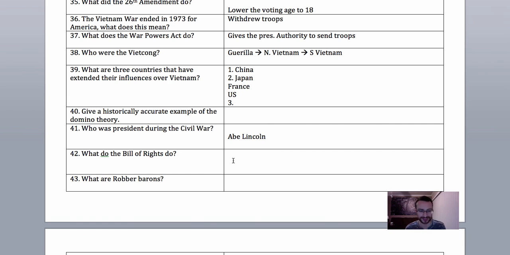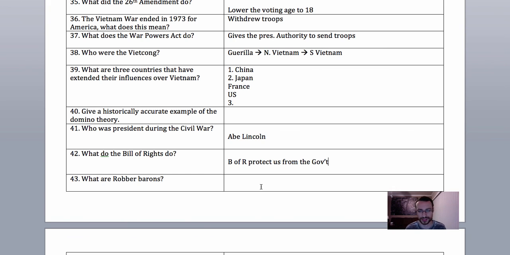The Bill of Rights. I'm just a bill on Capitol Hill. That is right. What does the Bill of Rights do? Bill of Rights protects us from the government. Makes sure the government does not overstep its bounds.